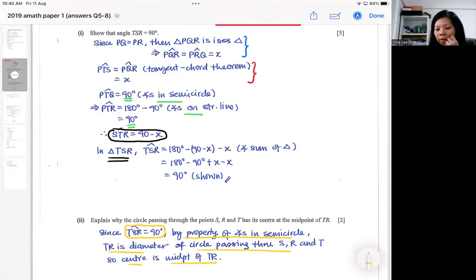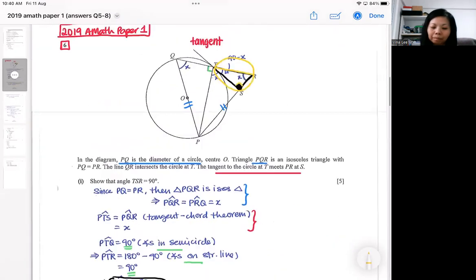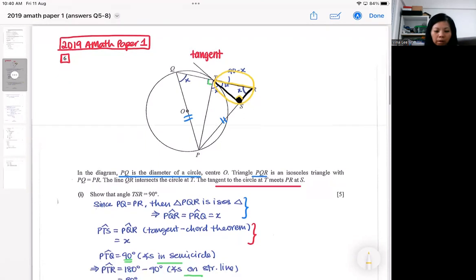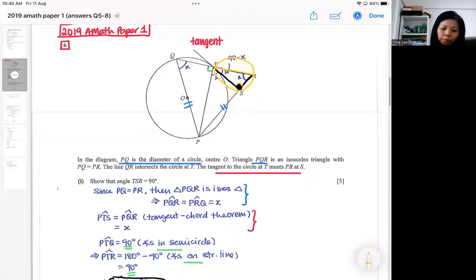The critical thing for you to get the 2 marks will be the property of angle in a semicircle. You have to mention that, and you have to mention where the diameter is so that you can say that the center is actually the midpoint of TR. So this tangent, this plane geometry, is quite easy if you use the algebra approach. It's quite clean as well. They don't give you a lot of information, but based on the few pieces of information they give you, you set up the algebra and you are able to prove the angle.